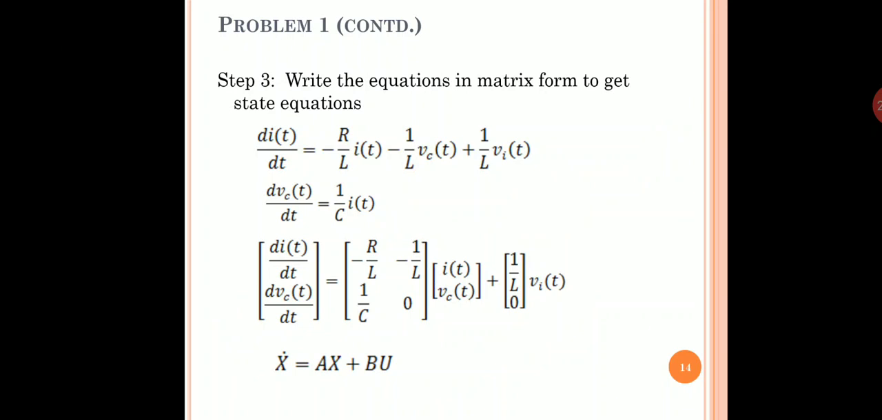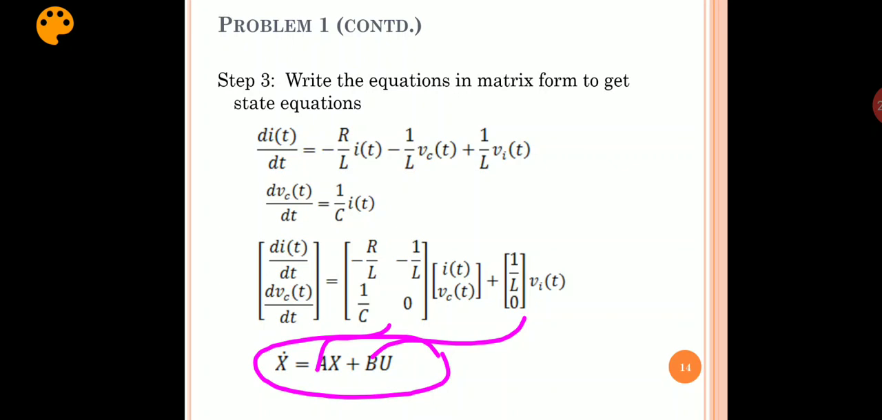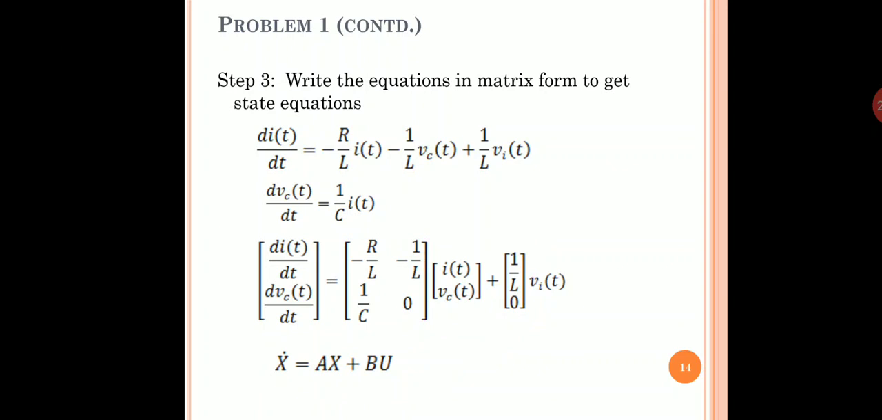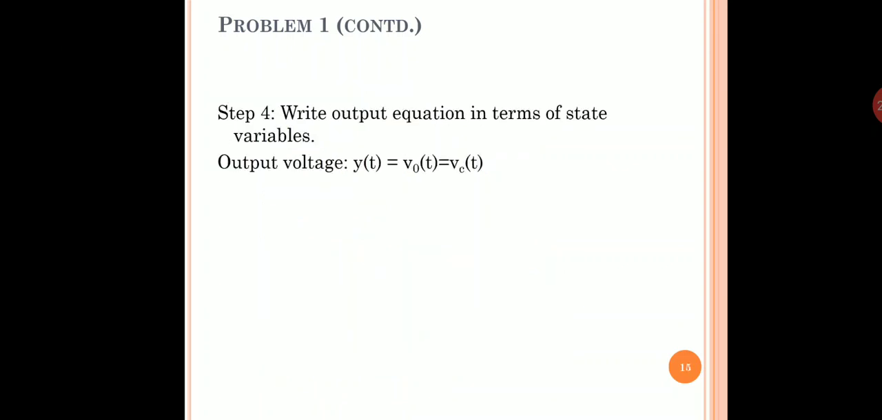Now this is the state equation, where it is of the form x dot is equal to Ax plus Bu. And you can correlate the matrices here. This is matrix A and this is matrix B. Now we got the state equation. Next step is to get the output equation. Now write the output equation.